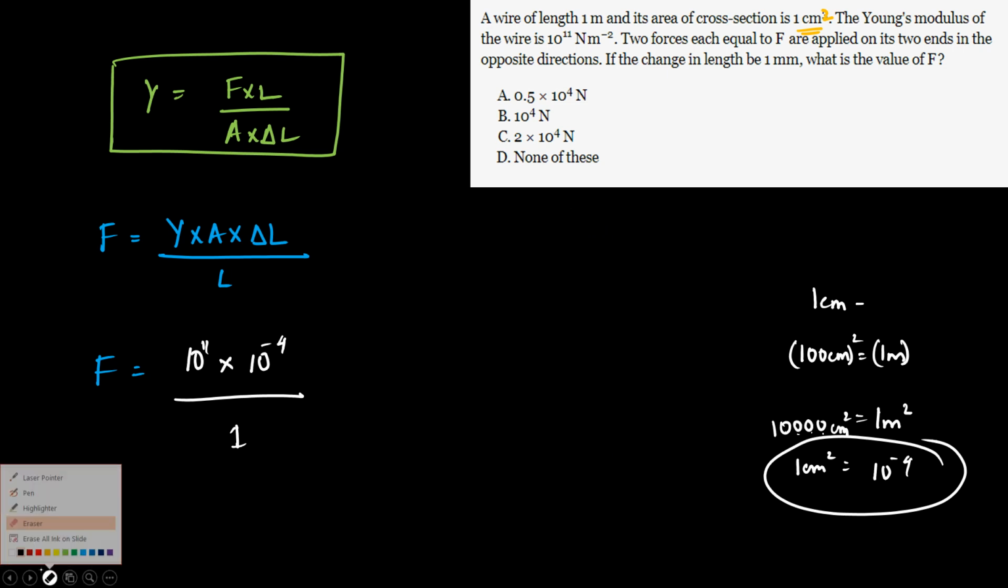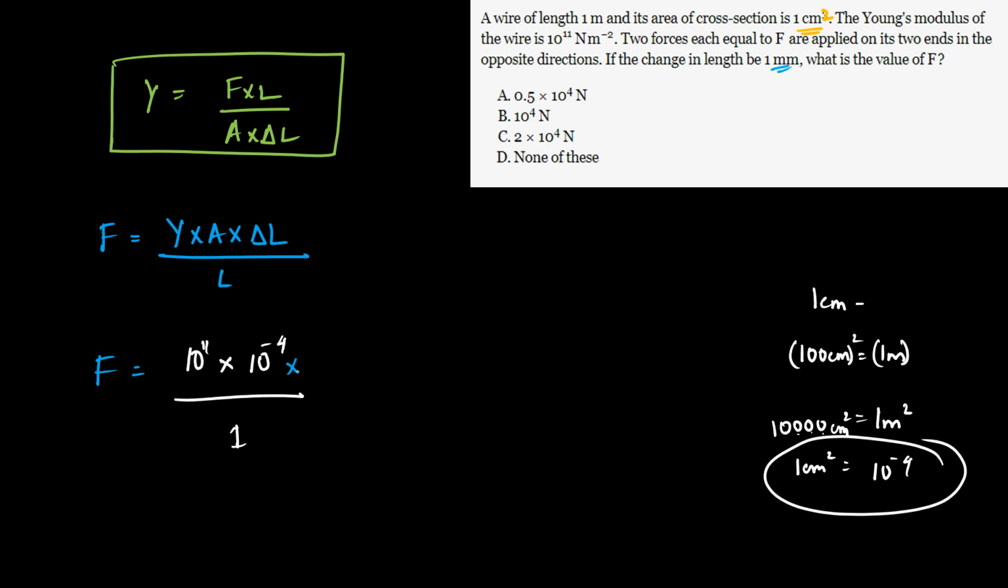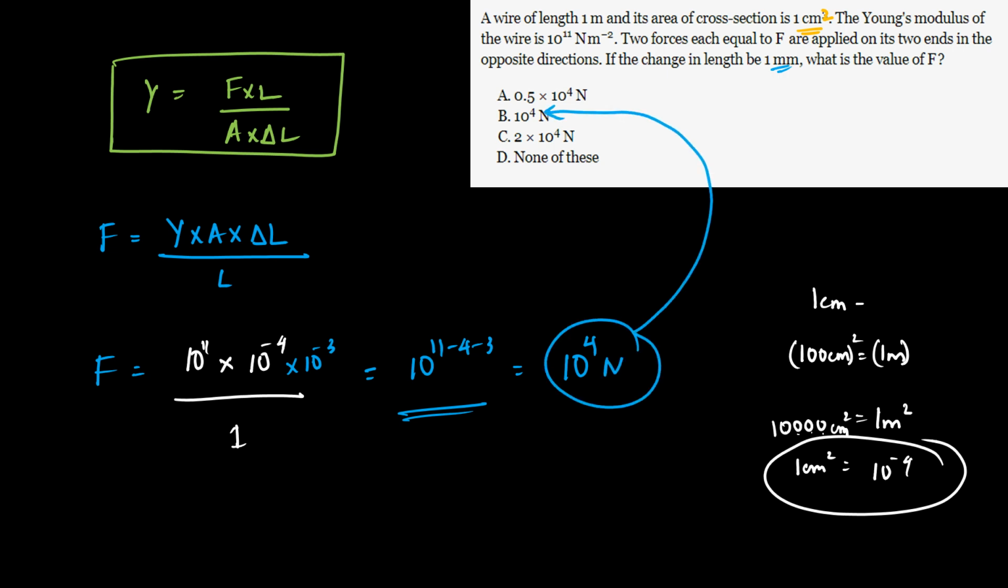Next, it is your delta L. Where is your delta L? Delta L is 1 millimeter, 1 millimeter as in 10 raised to the power of negative 3. Multiply all of them. You should be getting 10 raised to the power of negative 11 minus 4 minus 3. Yes, 10 raised to the power of 4. Here I am using the property of exponents, and this is in your Newton. Where is it? It's over here. Option B is your right. So if you know the formula, you can get your answer, but you have to know this part as well. This is also very, very important.